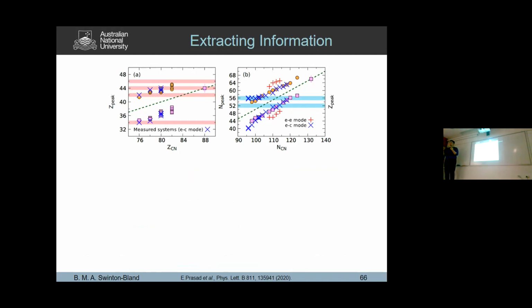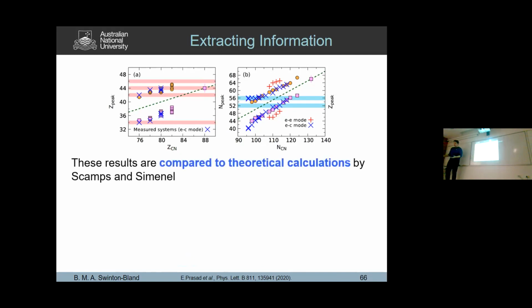to calculated yields and calculated proton numbers and neutron numbers of the fragments by our good friends, Scamps and Cedric Simenel. And the really good thing is, I'm not going to go into the details of the theory, but this is again using the idea of these pear shapes of fission. We're seeing that our data and the calculations match incredibly well.